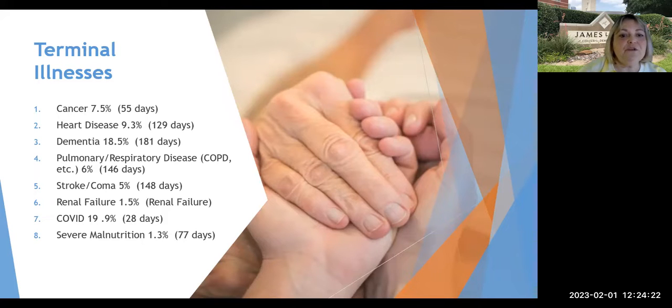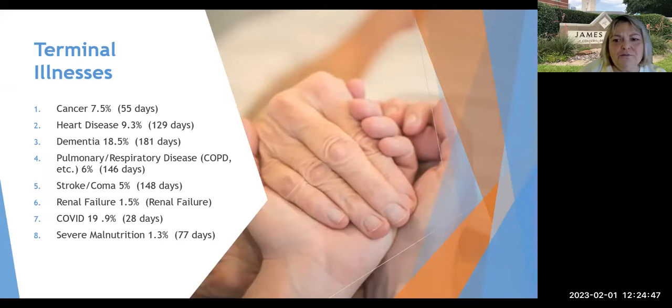Stroke and coma, renal failure, and here's a new one, COVID-19. This was not on the list, but now it's on the list. And it was just 0.9% of the people on hospice were on for end-stage COVID-19, and their average stay on service was 28 days. Now, you'll also notice severe malnutrition.